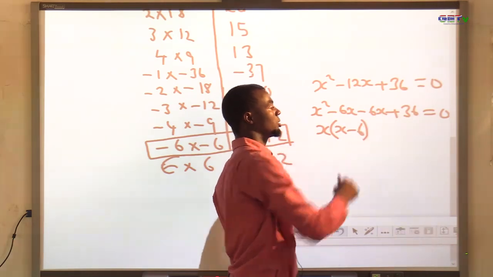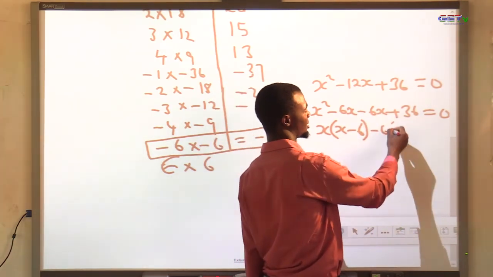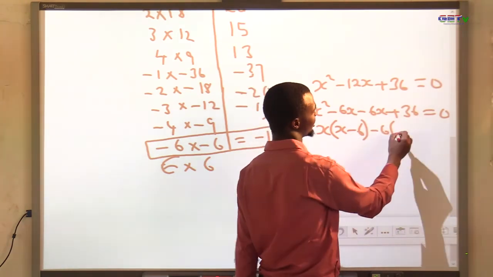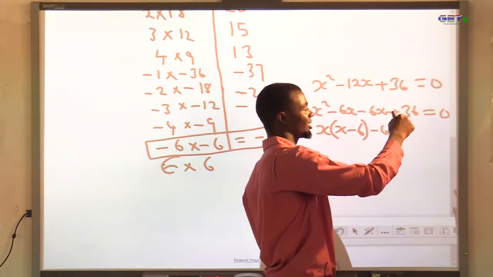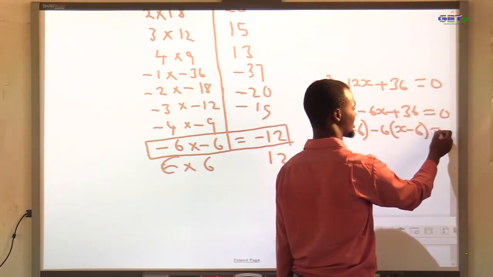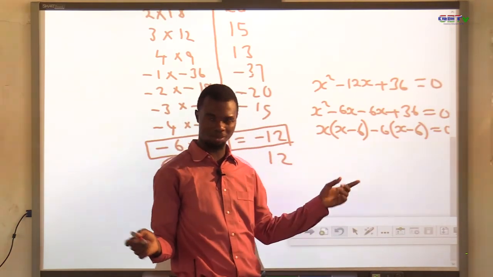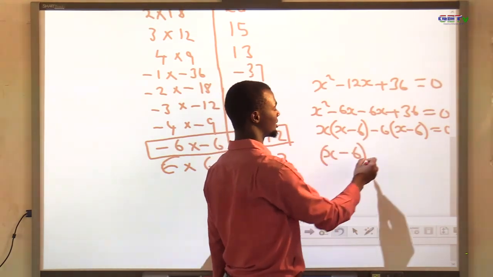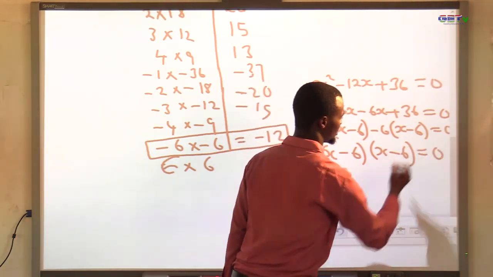What is common here also? You realize it's negative 6. So negative 6 into 6x is going to give you x. Negative 6 into positive 36 will give you negative 6. This is equal to 0. We do the same thing as we did before. We'll have now x, the ones outside, x minus 6, and we have also x minus 6. This is equal to 0.